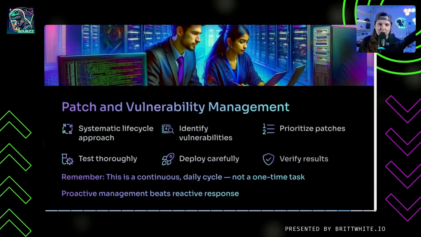Now for exam objective 7.8, patch and vulnerability management form your proactive security foundation. Follow the systematic lifecycle. Identify your vulnerabilities, prioritize patches, test thoroughly, deploy carefully, and then verify those results. Timing and process are important, as this isn't a race or a one-time task, but a continuous cycle happening on a daily basis. Remember this methodology for the exam, and remember proactive management beats a reactive response every time.